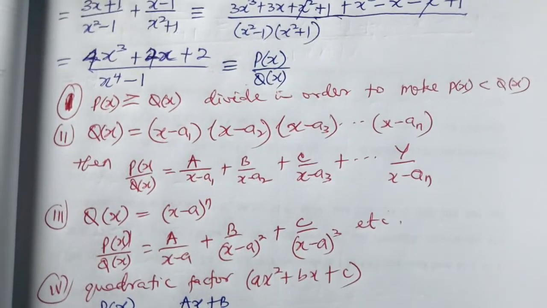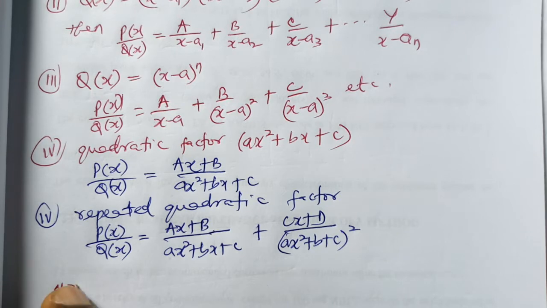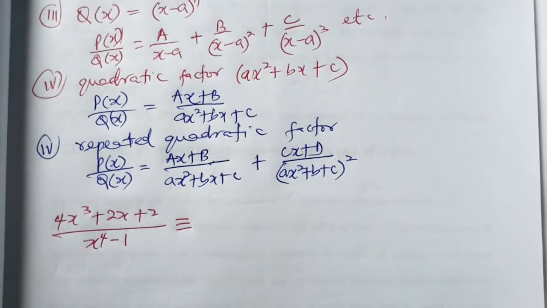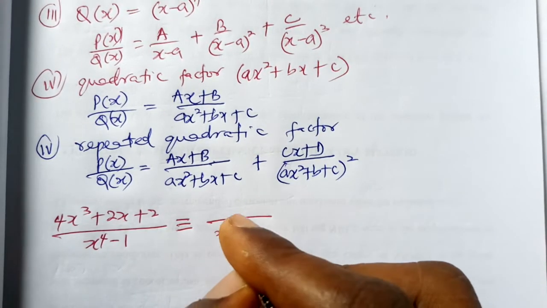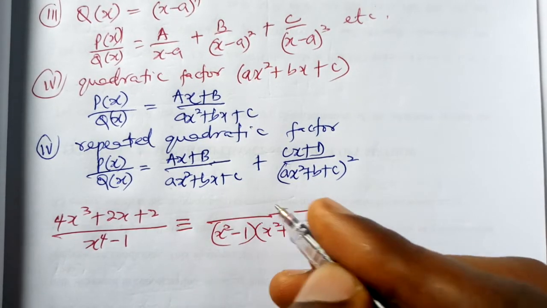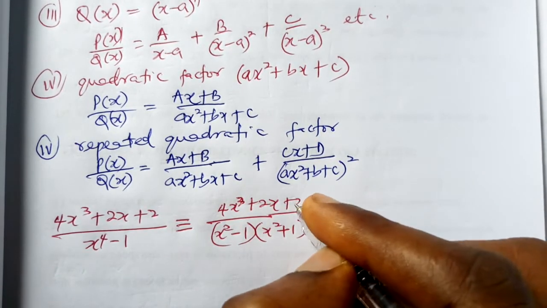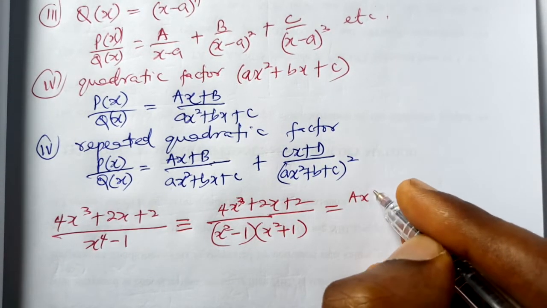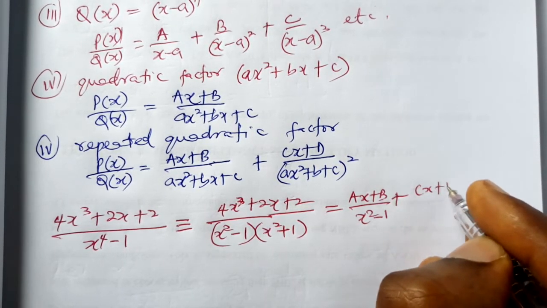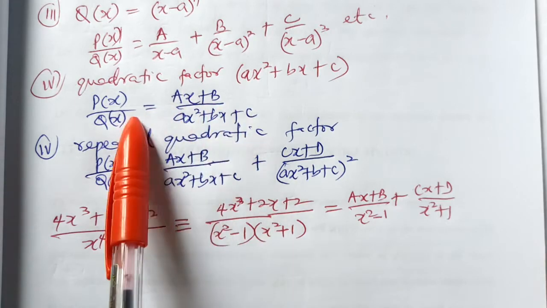In order to resolve this into partial fractions and get where we started, we will say 4x cubed plus 2x plus 2 all over x to the power 4 minus 1 is equivalent to, first of all, we can factorize this into (x squared minus 1)(x squared plus 1). Then we have it as 4x cubed plus 2x plus 2 equal to Ax plus B all over x squared minus 1, plus Cx plus D all over x squared plus 1, where we have made use of this type of rule 4.